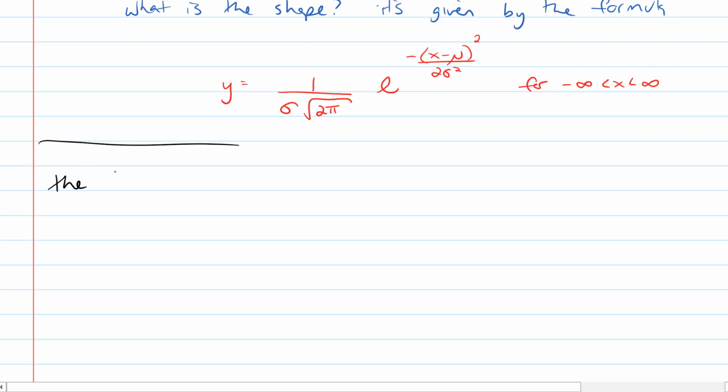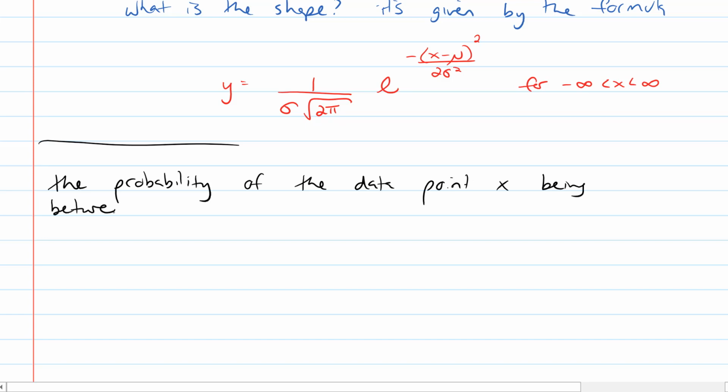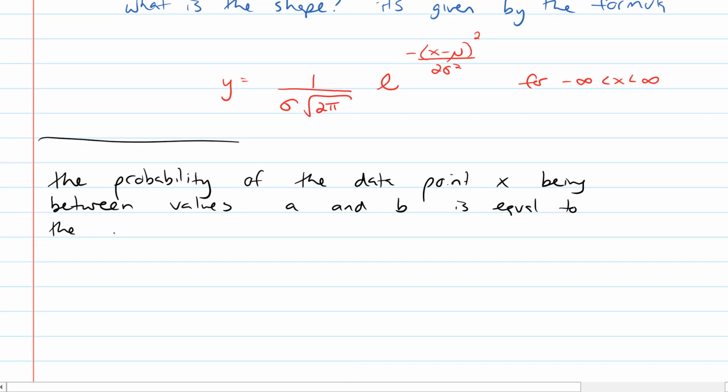So it's a probability density curve. So the total area under the curve is equal to 1, and the probability of the data point x being between values a and b is equal to the area under the curve between points a and b.